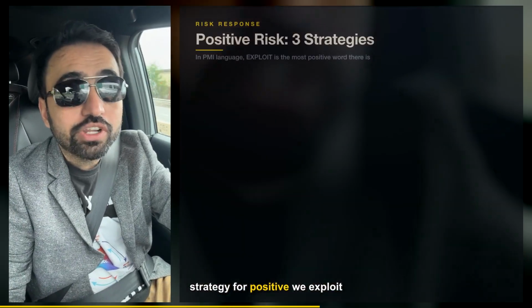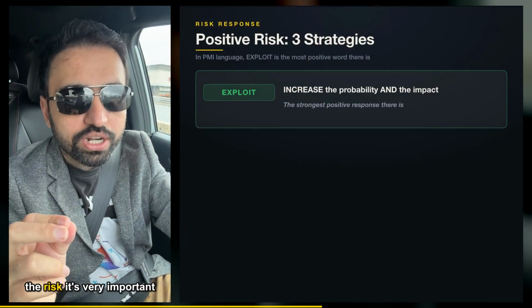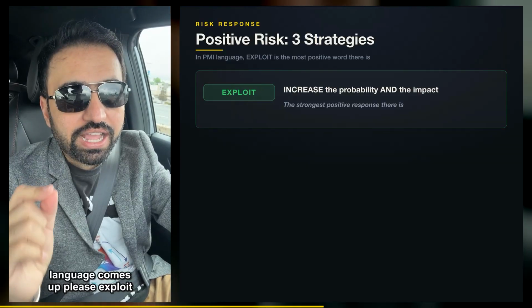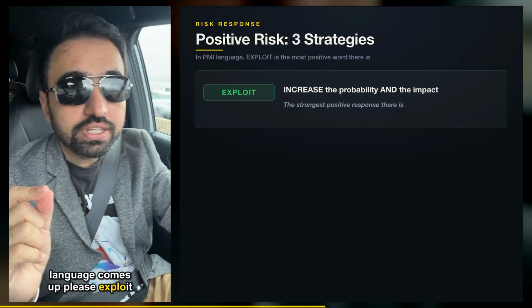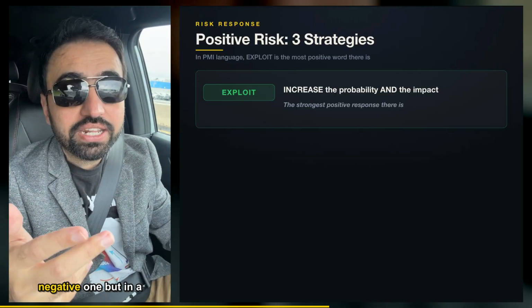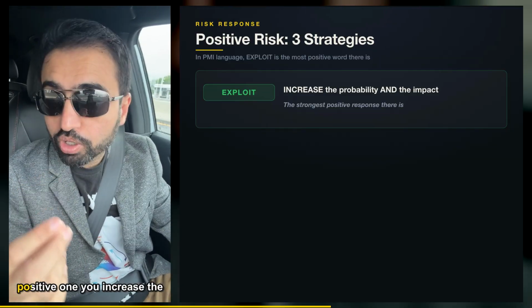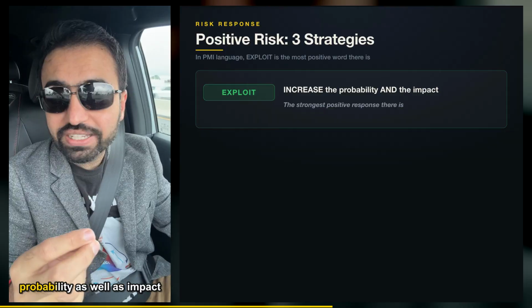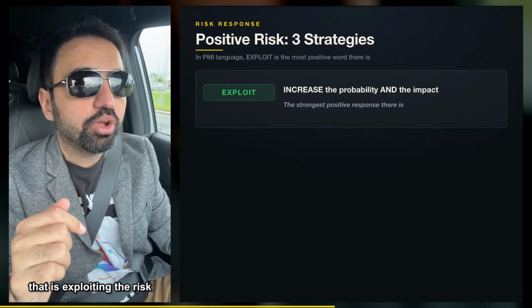For positive, we exploit the risk. It's very important. This is where PMI language comes into place. Exploit, in normal English, is considered a negative word. But in PMP, it is the most positive word. You increase the probability as well as impact. That is exploiting the risk.